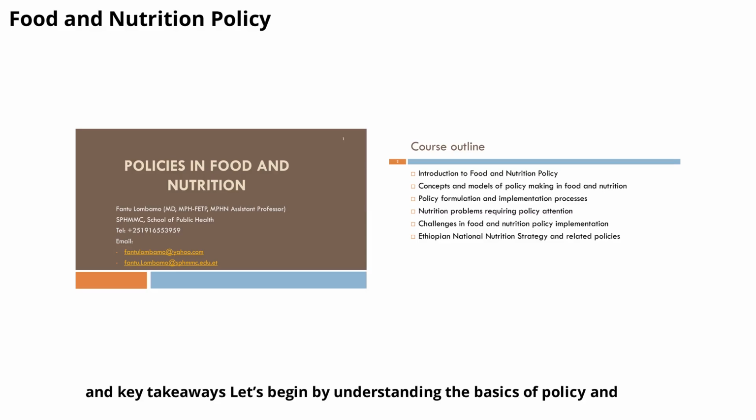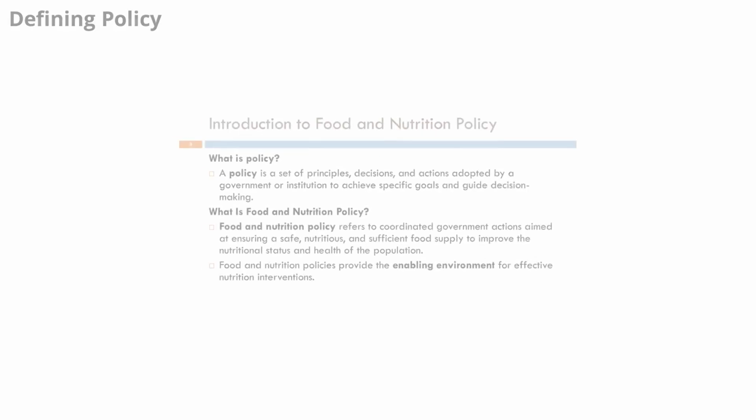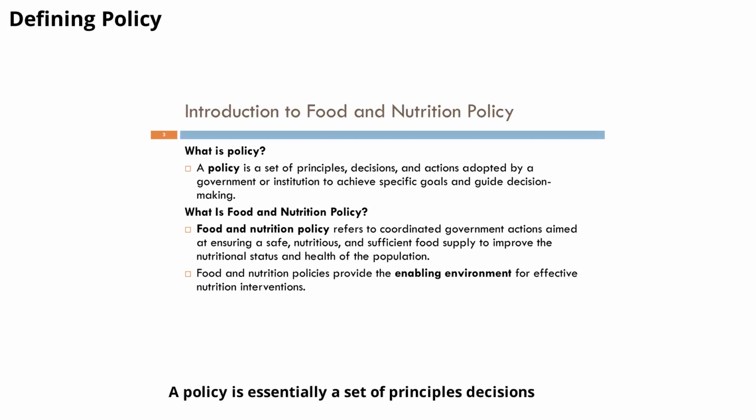Let's begin by understanding the basics of policy and its significance in the realm of food and nutrition. Policy is essentially a set of principles, decisions, and actions adopted by a government or institution to achieve specific goals and guide decision-making. In the context of food and nutrition, policies are coordinated actions designed to ensure a safe, nutritious, and sufficient food supply for all. These policies create the enabling environment necessary for effective nutrition interventions, shaping how resources are allocated and how programs are implemented. Understanding this foundation is crucial as we move forward to explore specific models and processes in policymaking.